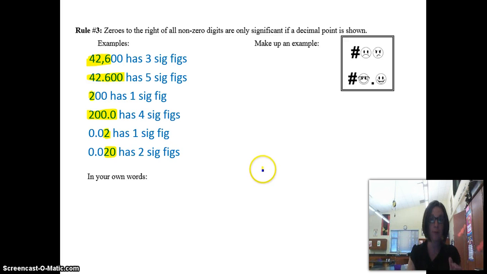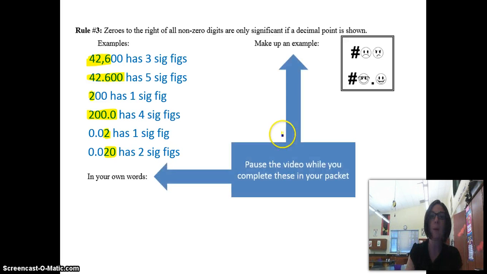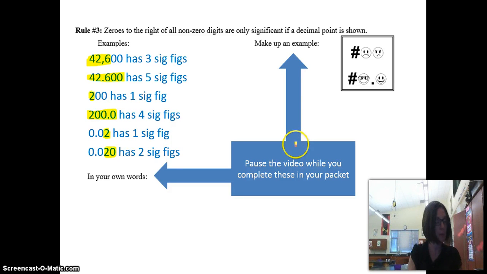So pick from that list 2 examples that you think really illustrate this rule for you. Then make up an example of your own. You can put all 3 kinds of zeros this time if you want, and then make sure you tell how many significant figures that is. Then put it in your own words. Pause the video, hit play when you're ready.